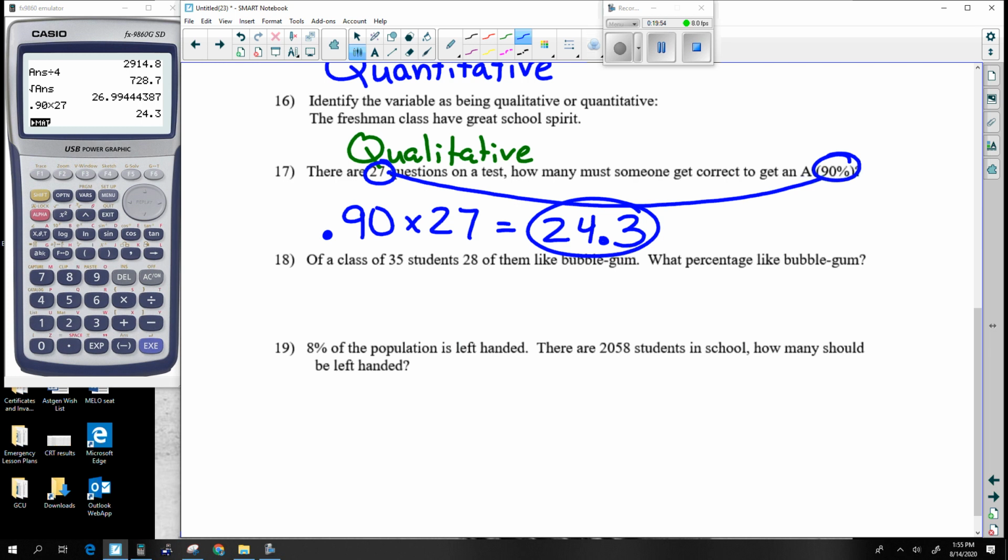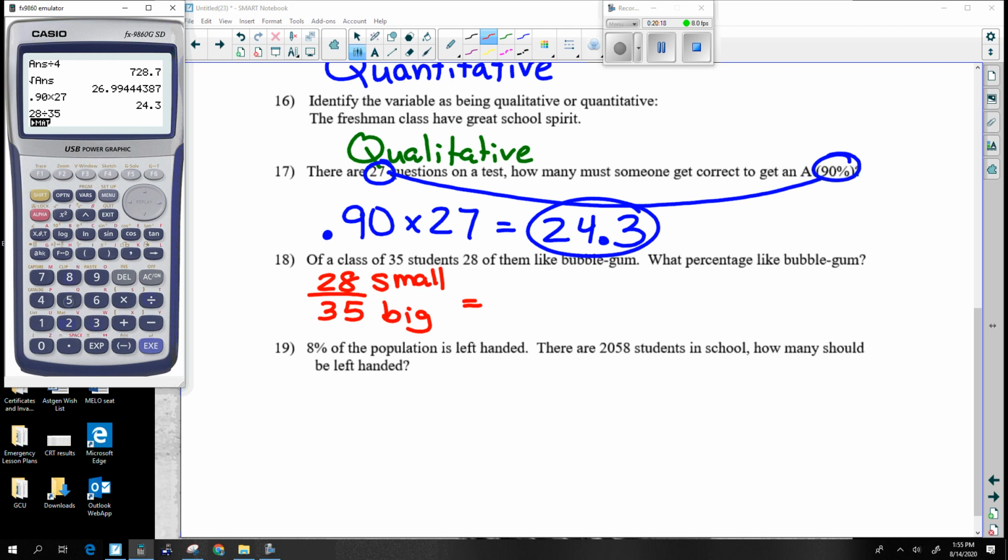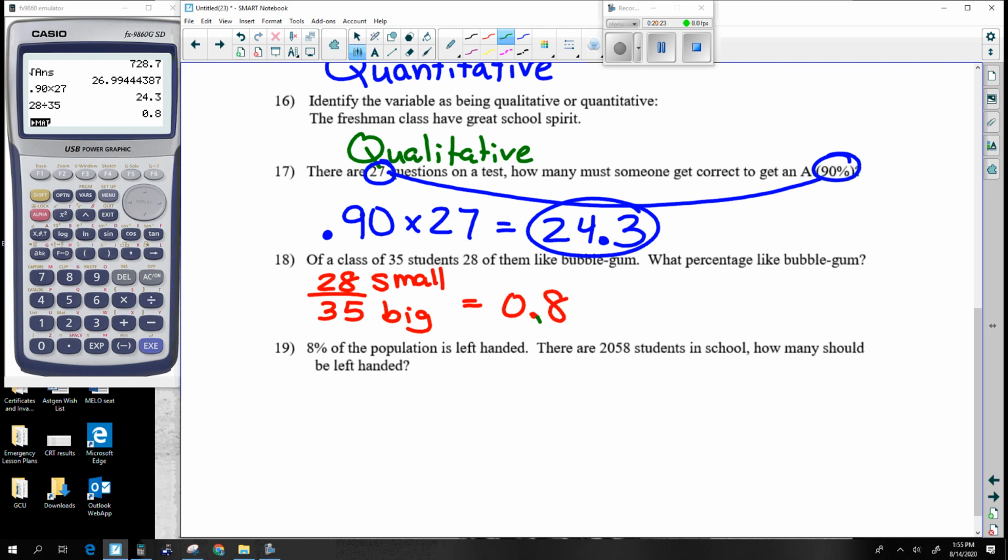A class of 35 students, 28 of them like bubblegum. What percentage like bubblegum? Okay, that is asking for a percentage, so I need to create it. That's a division. So that's 28 out of 35. Again, it's usually small divided by the big. Okay, small divided by the big. So if you have to guess, this is the way that I would guess. So 28 divided by 35 gets you a decimal answer. But then you move the decimal 2 places to the right to create this. So this would be 80%.